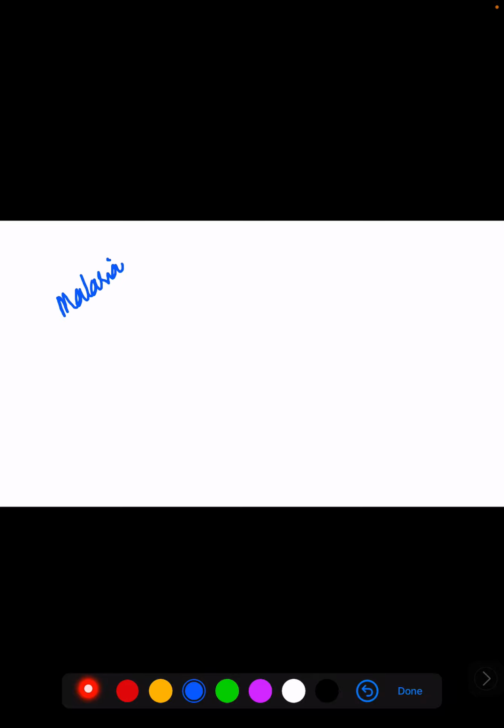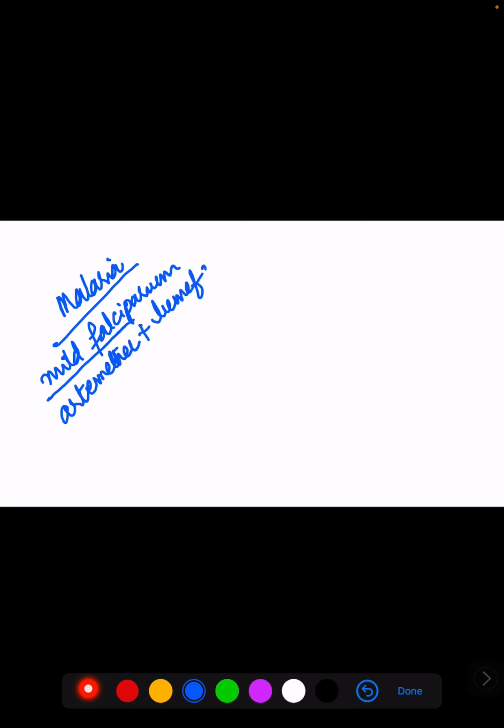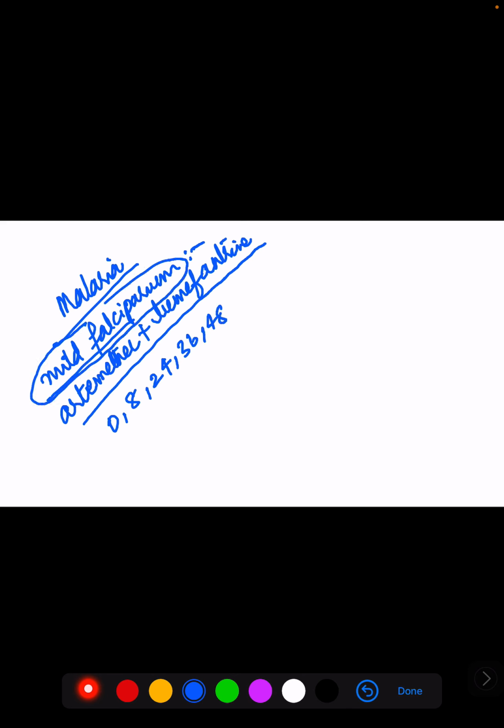What is the preferred therapy for the treatment of mild falciparum malaria? The preferred treatment of mild falciparum malaria is artemether plus lumefantrine, that is oral tablets, given at 0, 8, 24, 36, 48 and 60 hours. So for mild falciparum malaria you have to remember artemether and lumefantrine.